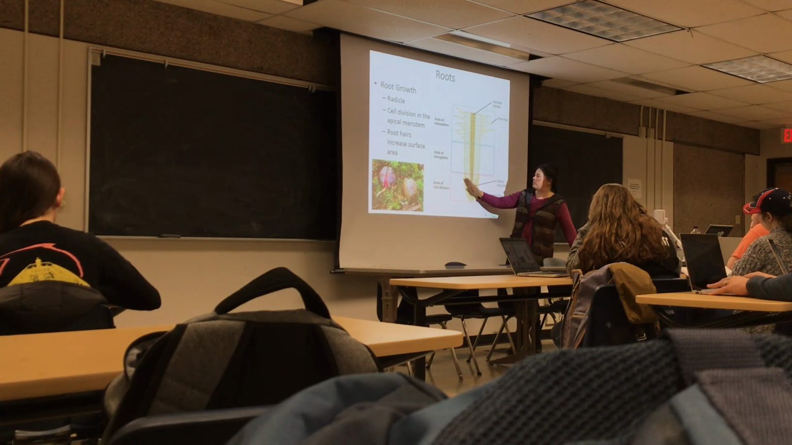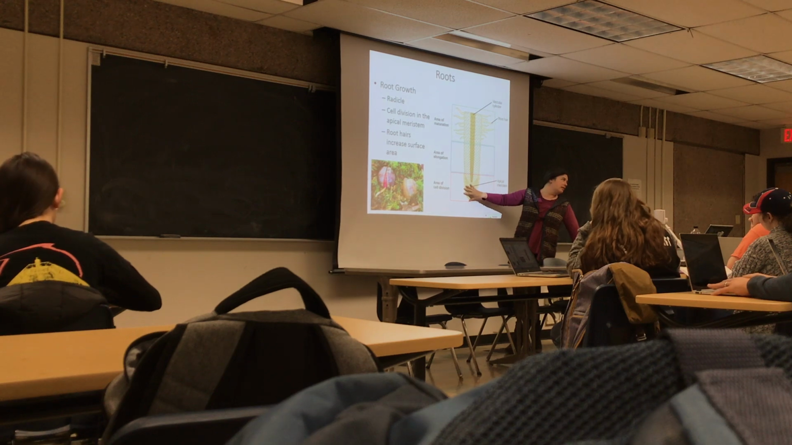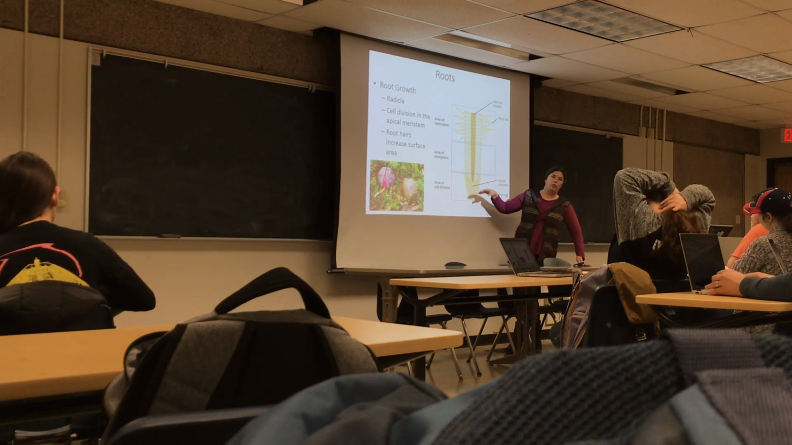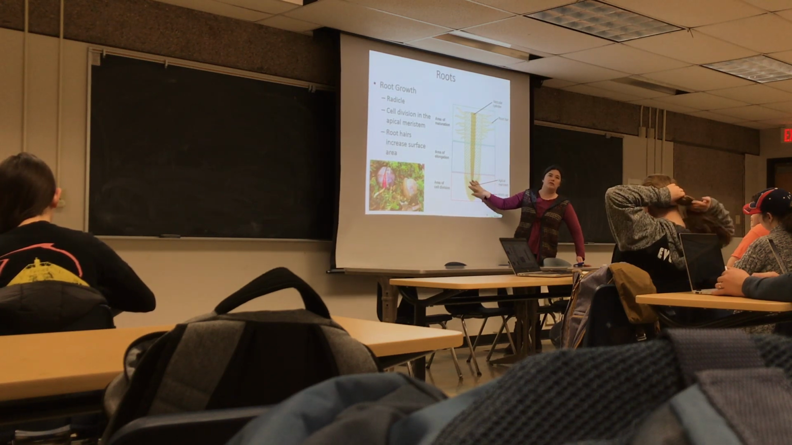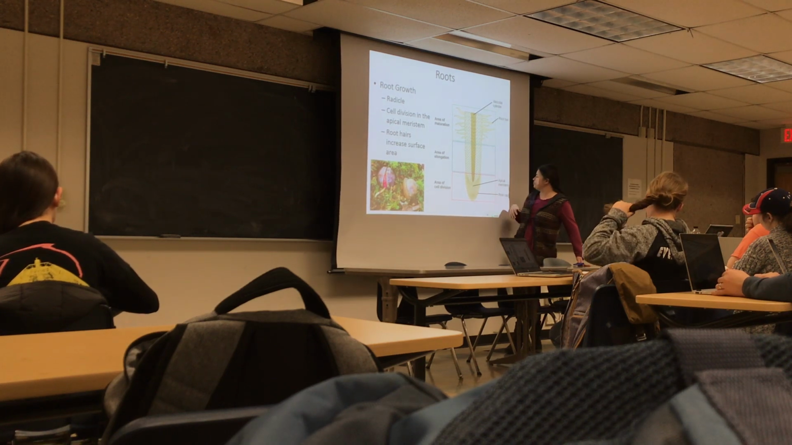The root tip is protected by a root cap, which is basically just a layer of cells that, if you're pushing through the soil, you don't want to damage the cells that are dividing, so you have that root cap that covers those cells.